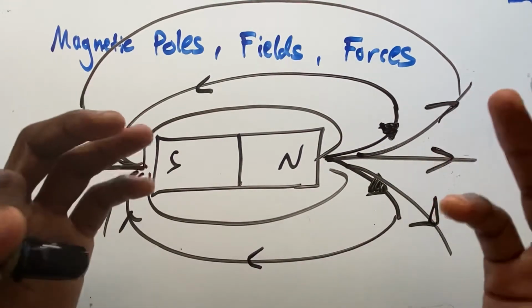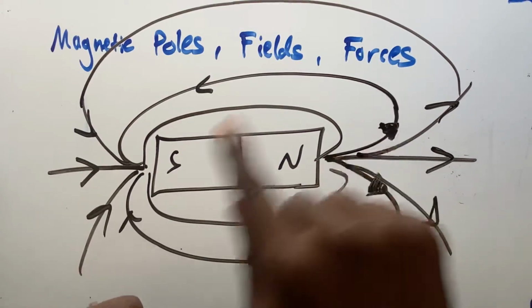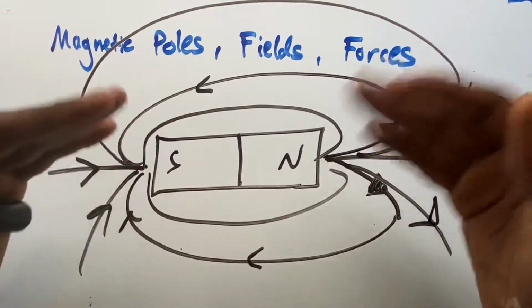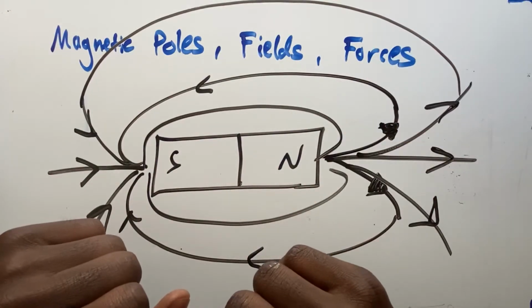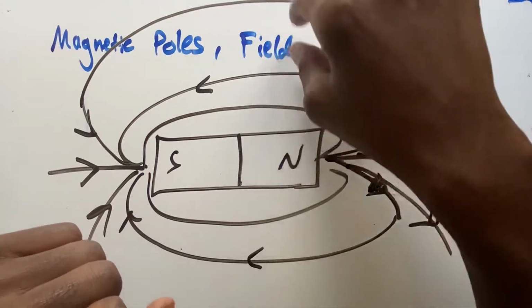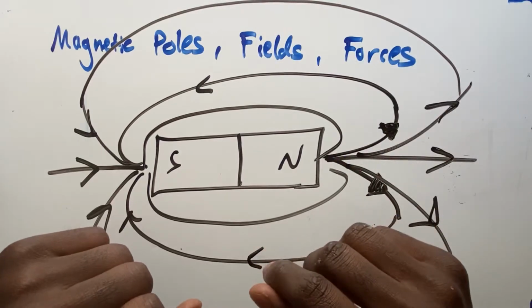So that's kind of all you need to know for magnetic field lines. Just know that they point away from the North Pole and towards the South Pole. And the further you get away, the weaker the magnetic field is. And the more spread out the magnetic field lines are, the weaker the field is.